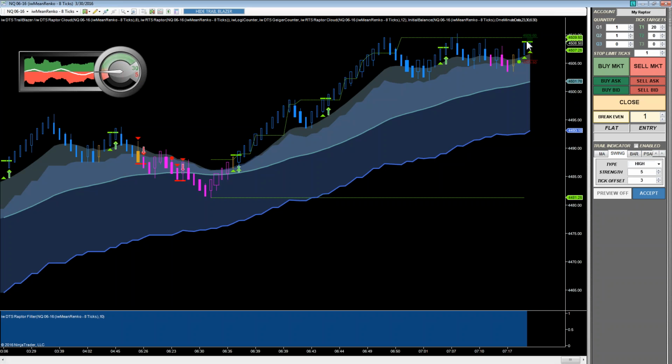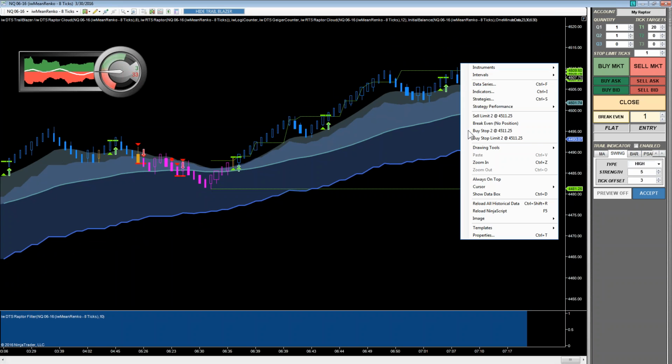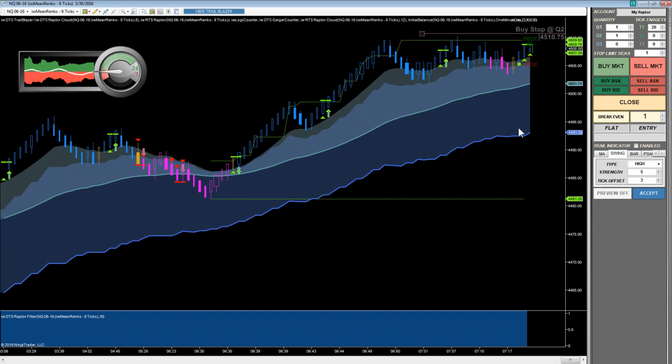All right, so here's our signal now on the Raptor. I'm not going to enter on the hash mark; rather, I'm going to enter above the high of that bar right there. So I'm going to put my buy order up here. The hash mark is a suggested entry. It doesn't mean that you can't take into consideration other support or resistance areas that are nearby. It's okay to use common sense.